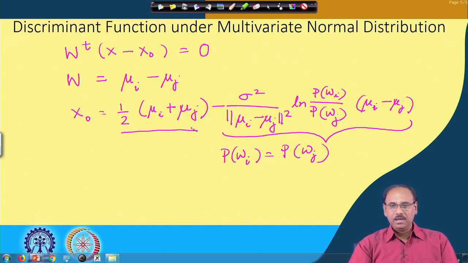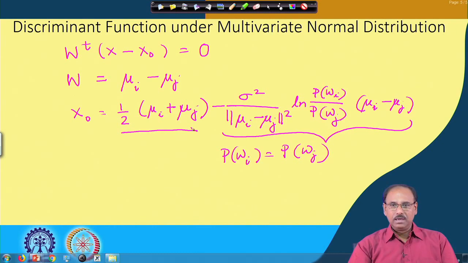So, whichever mean is nearest to this unknown vector x, the unknown vector will be classified to that corresponding class. And obviously, if p of omega i and p of omega j, the a priori probabilities, are different, that will give a bias in the decision. So, if the a priori probability for omega i is greater than that for omega j, then your decision surface, though it will be orthogonal to the line joining mu i and mu j, will be shifted towards mu j, indicating that more space is allocated to class omega i.